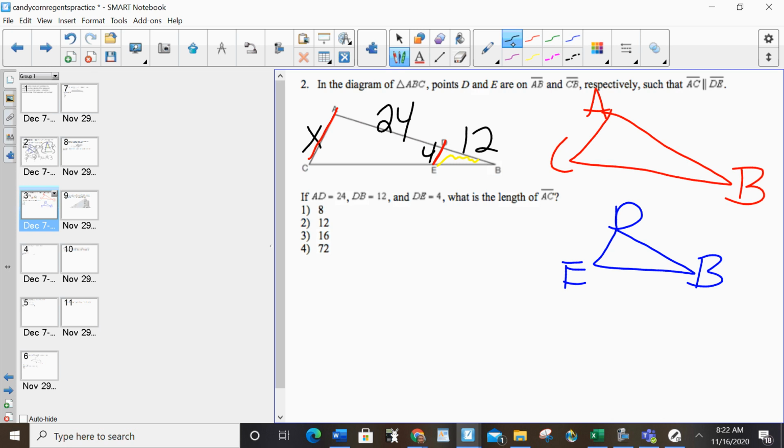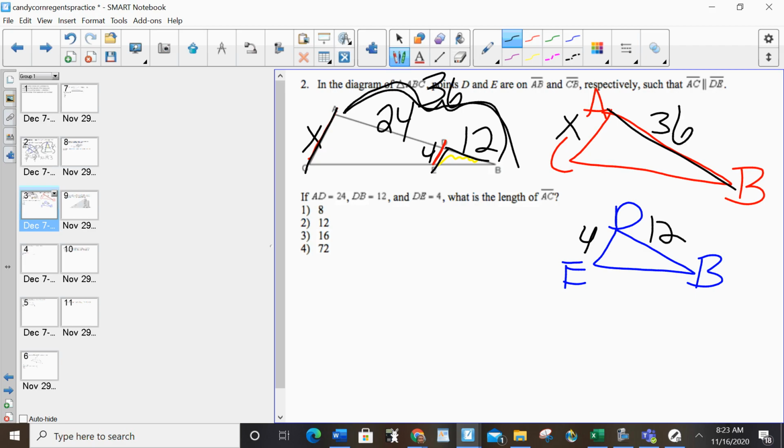Expect to have to add or subtract. So right off the bat, I'm going to look to see if I can add or subtract something. And yes, I can add that 24 and 12 to get that 36. So the small one's usually easiest to deal with. DE is 4, DB is 12. Now for the big one, AC is X, and AB is this whole thing, which is 36. Again, expect to have to add or subtract. Put your corresponding pieces on top of each other. X goes over the 4. 36 goes over the 12.